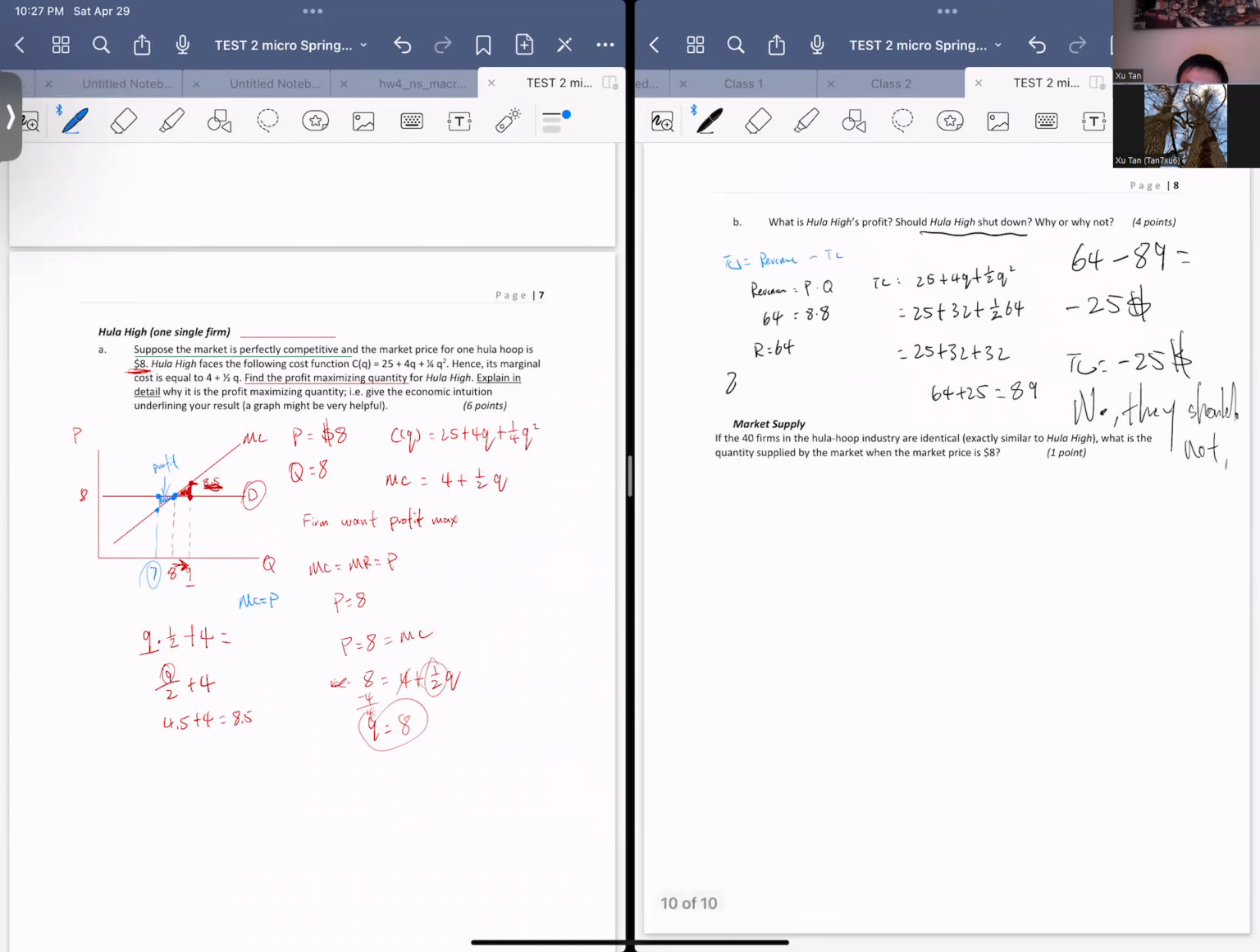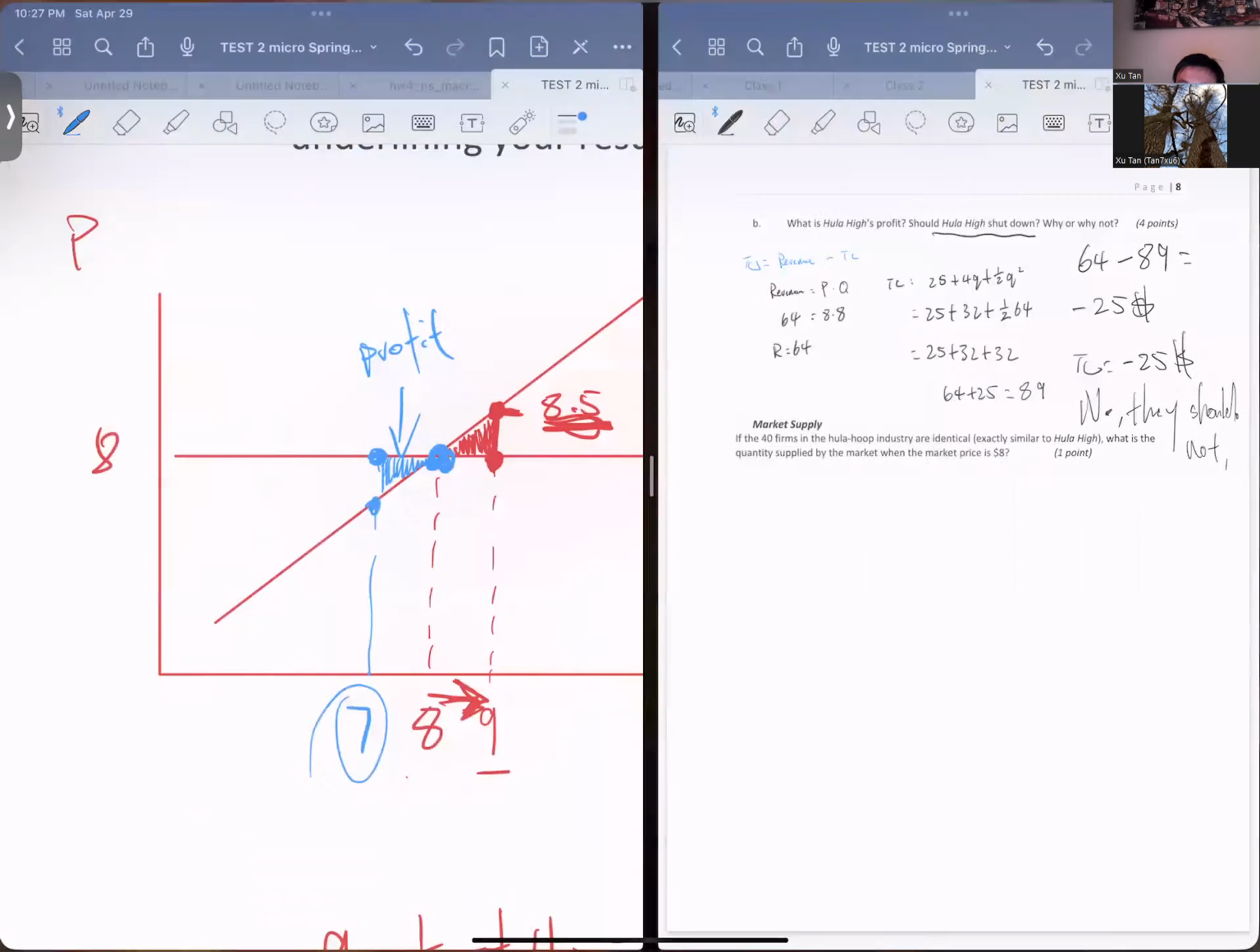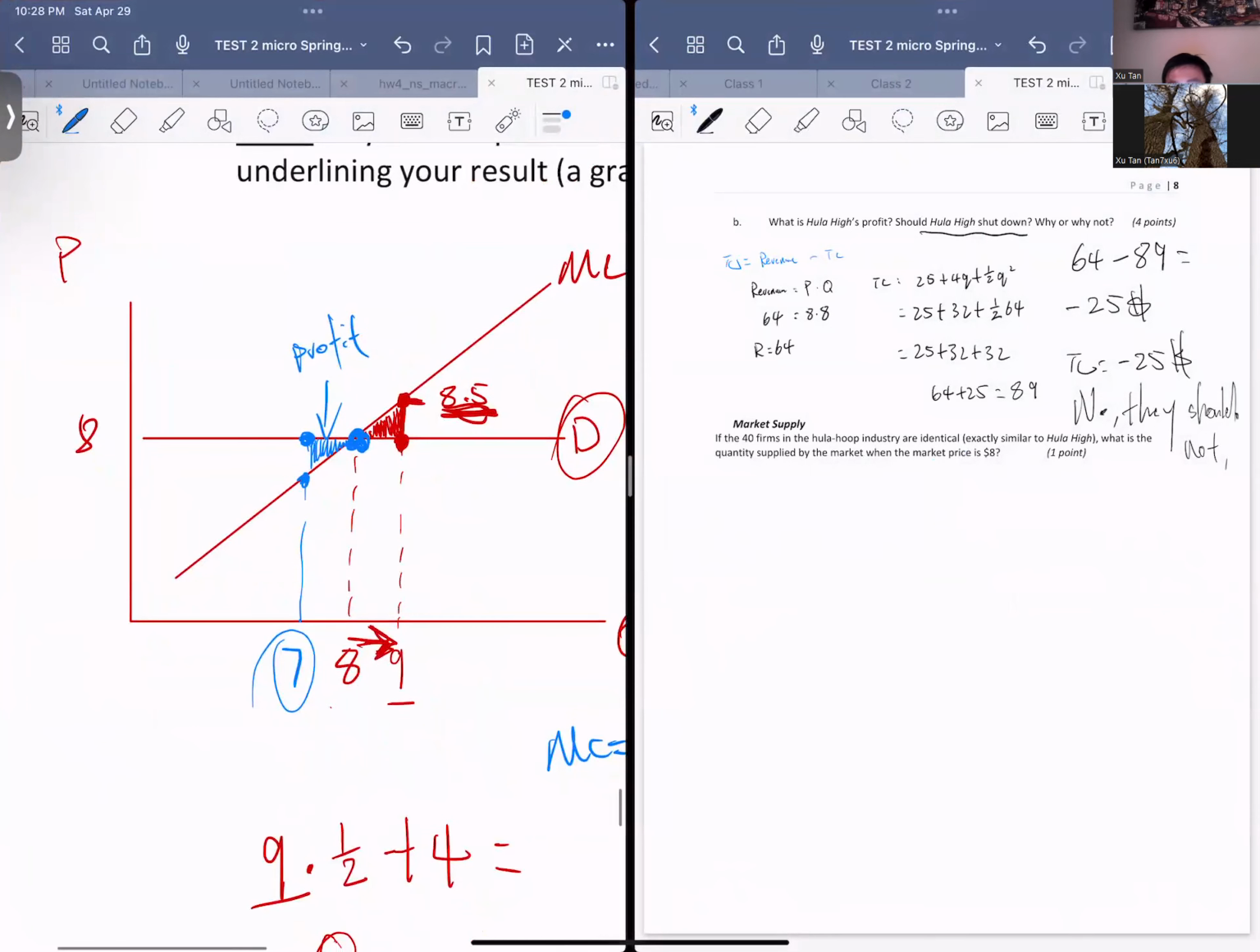It's 8 times 8 minus. So we know that marginal cost must equal price, right? So in the perfectly competitive market, we're making 0 economic profit, right? But we're still making revenue that covers all of our variable costs. So therefore, we should not shut down.